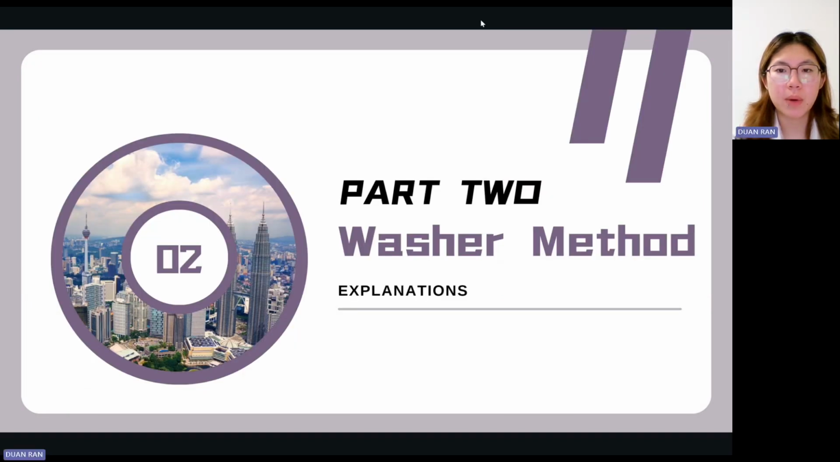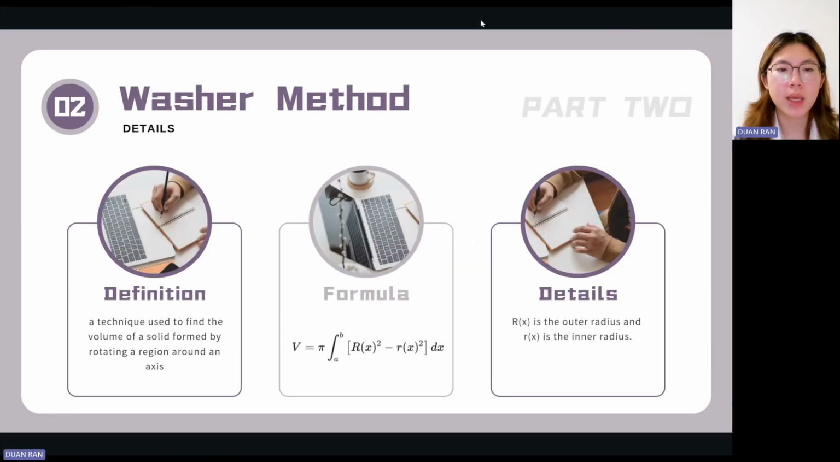Now I will talk about part 2. Part 2 is washer method. The washer method is a technique used to find the volume of a solid formed by rotating a region around an axis. It's used when there is a hole in the middle of the solid, creating a washer shape.